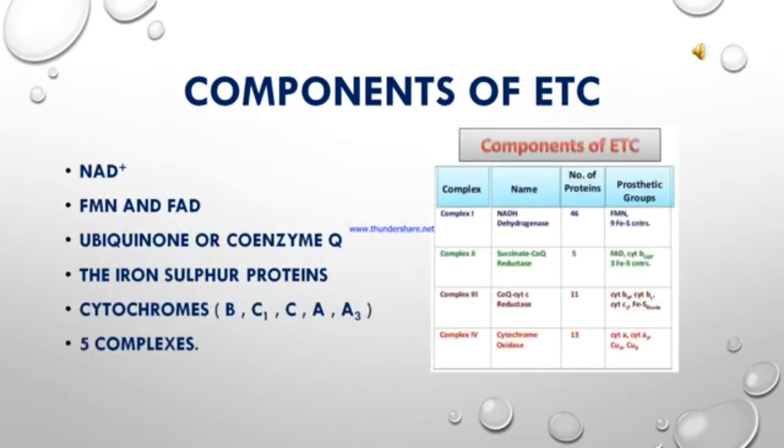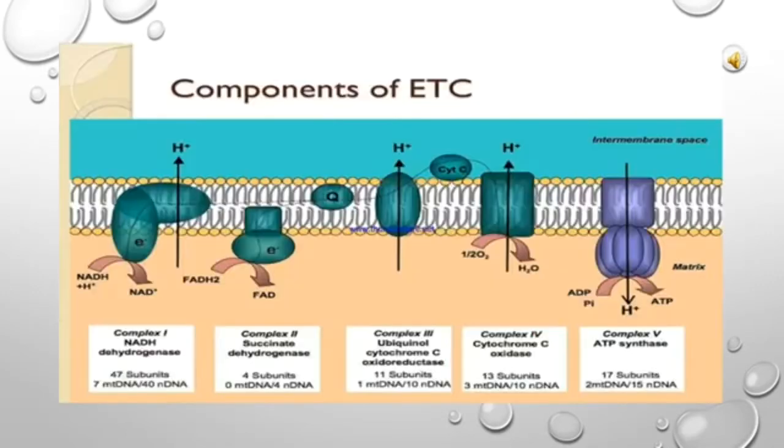You can see the components of the electron transport chain: NAD, nicotinamide adenine dinucleotide, FMN and FAD. FMN means flavin mononucleotide and FAD is flavin adenine dinucleotide. Then there is ubiquinone or coenzyme Q, the iron-sulfur proteins, cytochromes b, c1, c, and a3, and the other complexes. All these are the components of the ETC. This is a diagrammatic representation of various components of the electron transport chain.